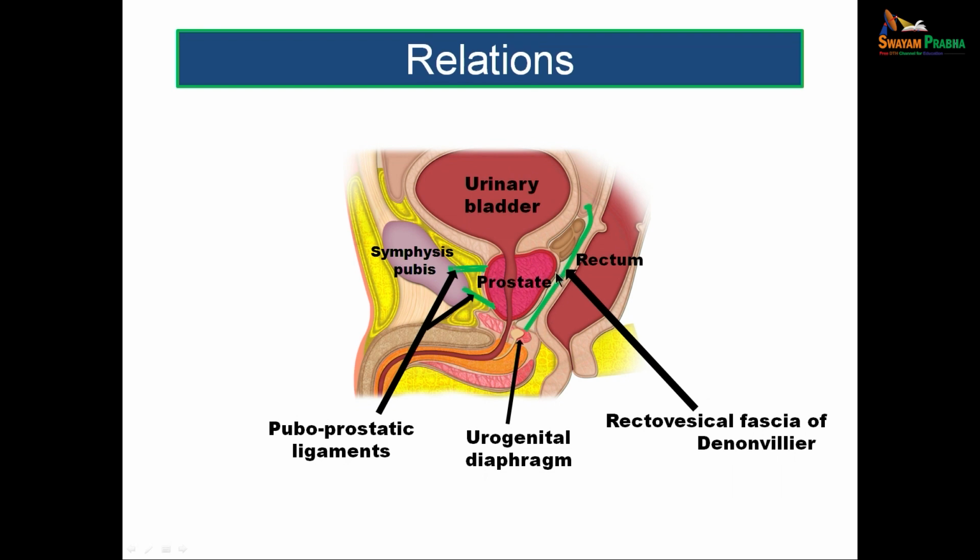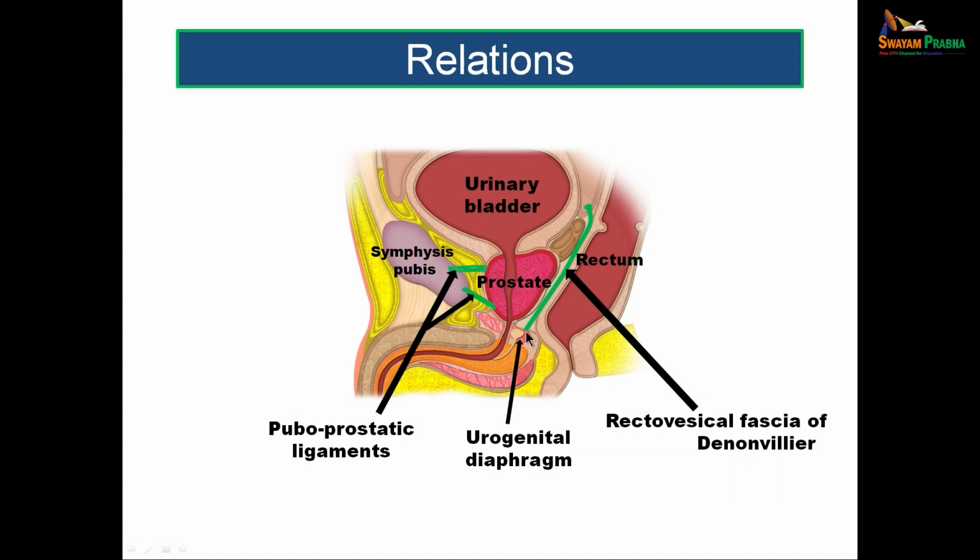Posteriorly, prostate is related to the rectal ampulla. This is the rectum, and the lower, dilated part is called the rectal ampulla. So, prostate is separated from this rectal ampulla by a fascial sheath which is running downwards and forwards. This fascial sheath is called the rectovesical fascia of Denonvilliers.